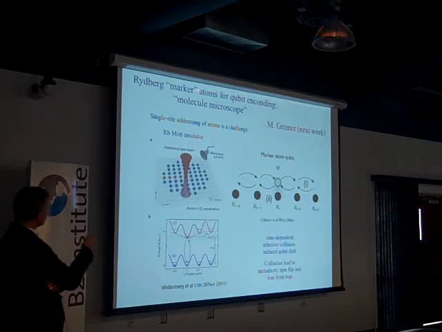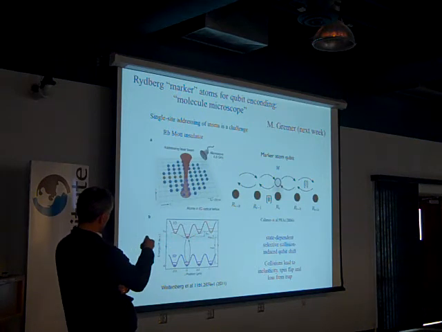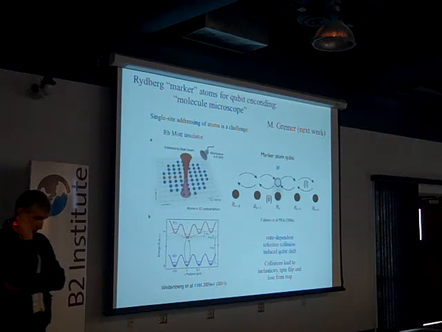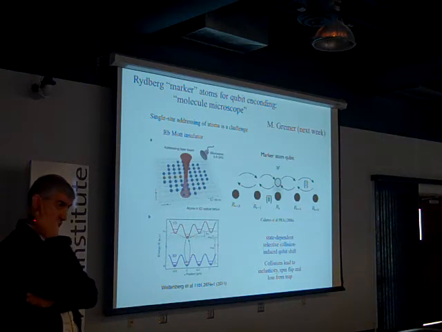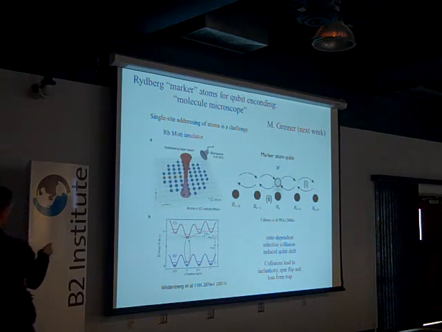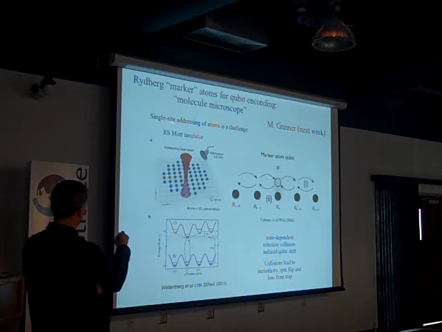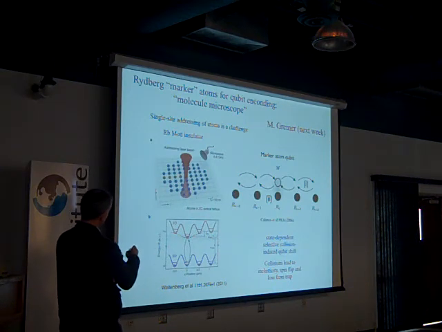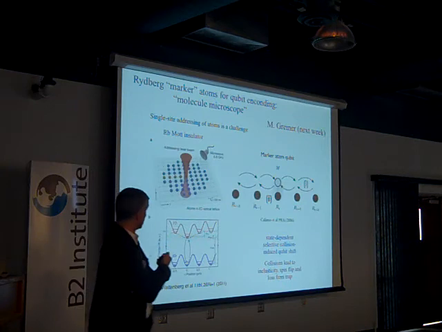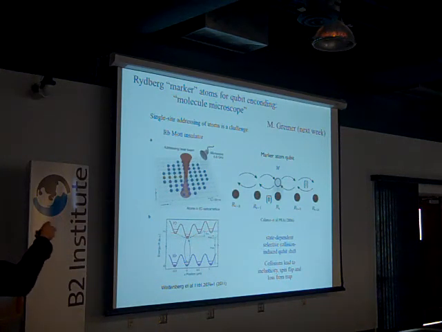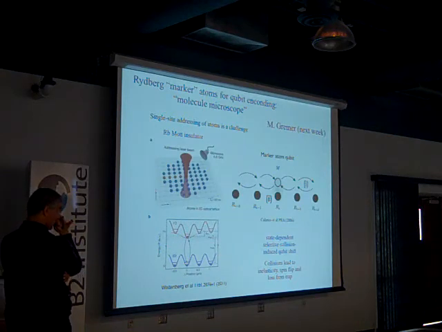What we are proposing is to make marker atoms of Rydberg atoms for qubit coding. Next week, Professor Markus Greiner will give you an overview and details of their really amazing experiments where they can image atoms in an optical lattice, the so-called atom microscope. You will be here, I think, next week. In a sort of parody, if you wish, we're calling ours a molecular microscope.